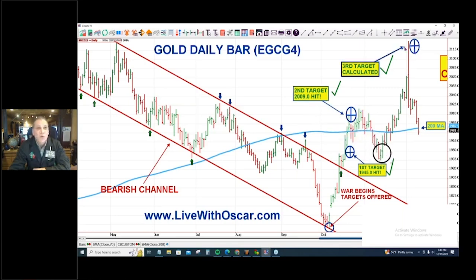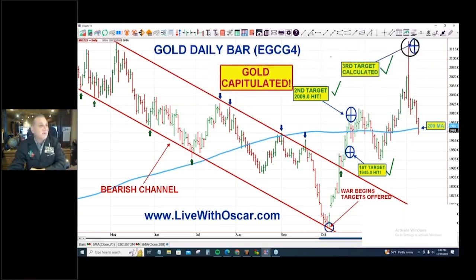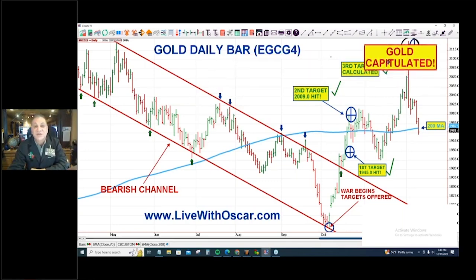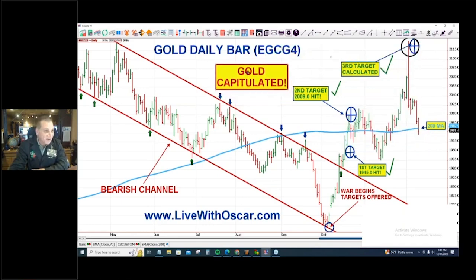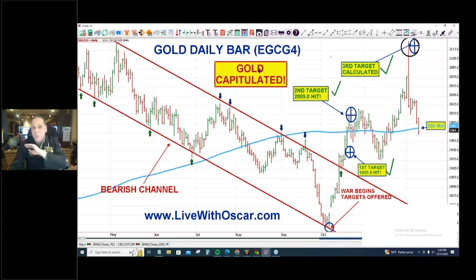When it breaks down here, I give out a third target. Target is all the way up here. Target calculated. Market runs up, hits the target exactly, and I come out that very night, the Sunday night a week ago that we hit that, with a video and said, gold capitulated, get out, it's over, we're done. Watch the downside now. So not only did I give you exact targets from the low, 1, 2, 3, I also let you know once we hit that target, I did a video that very moment when the target was hit, we've capitulated. Look at the capitulation that's taking place.